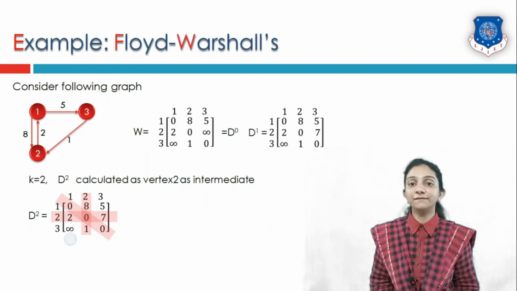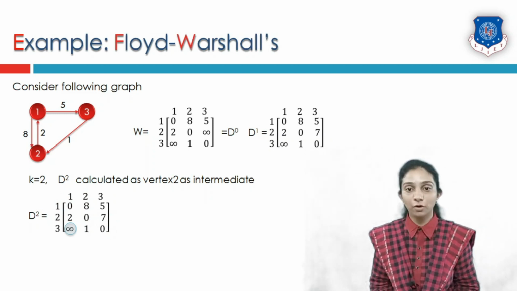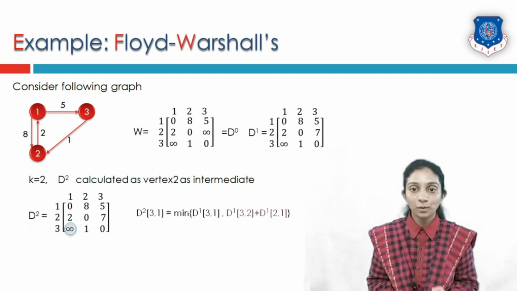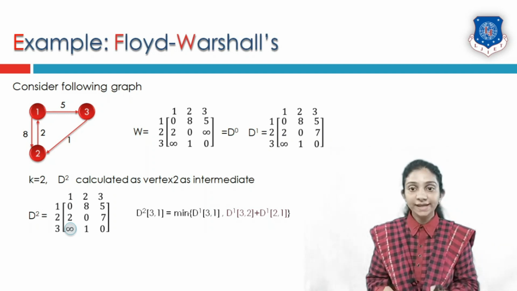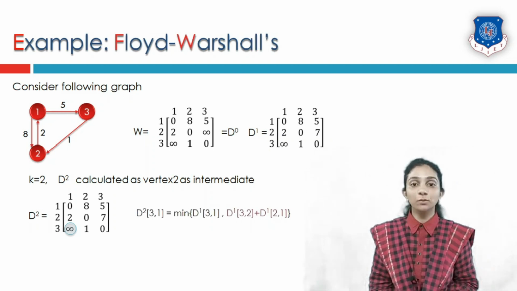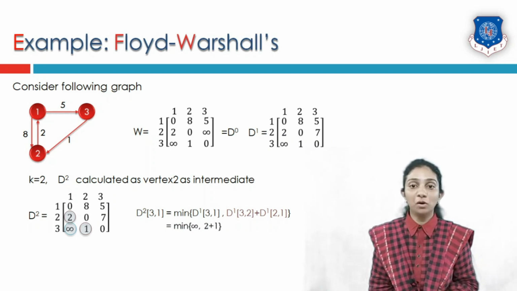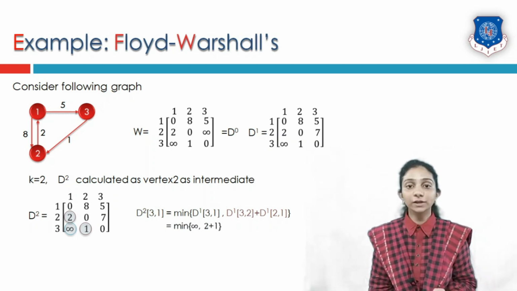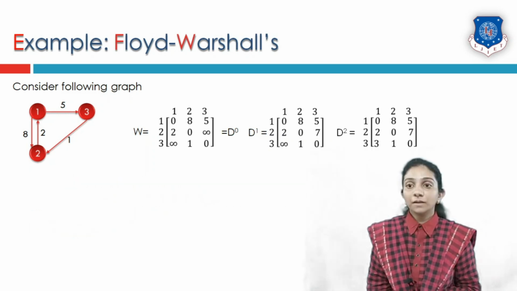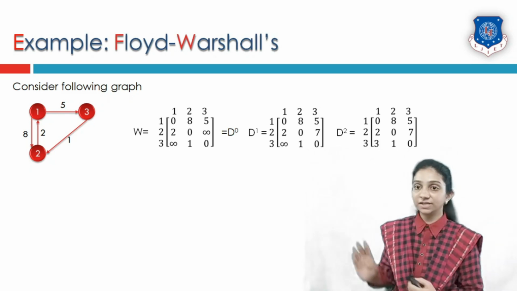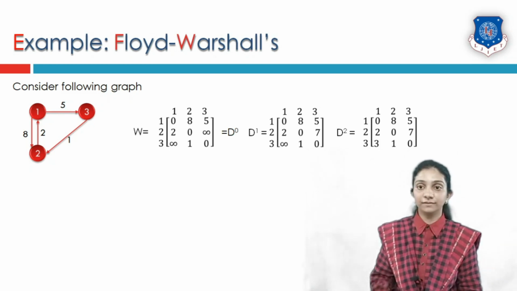The next cell that we have to compute is cell number 3, 1. Now in this cell, I can consider one value is itself, that is the value infinity. Or I can take d of 3 comma 2 plus d of 2 comma 1, which is equal to 2 and 1. So we have to take minimum out of infinity and 2 plus 1. So minimum is value 3 and the resultant matrix, that is D2, is written as above.